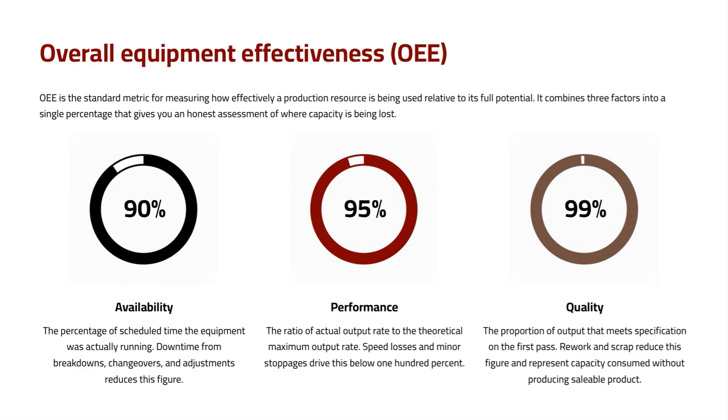Availability at 90% measures the percentage of scheduled time the equipment is actually running, with downtime from breakdowns or changeovers lowering this number. Performance sits at 95%, showing the ratio of actual output to the theoretical maximum, influenced by speed losses and minor stops. Finally, quality is at 99%, representing the proportion of products meeting specs on the first pass, where rework and scrap reduce effective output. Together, these factors help us pinpoint improvement opportunities.